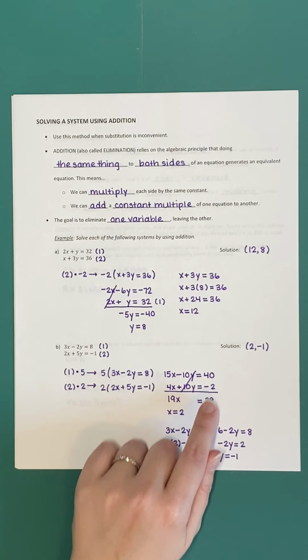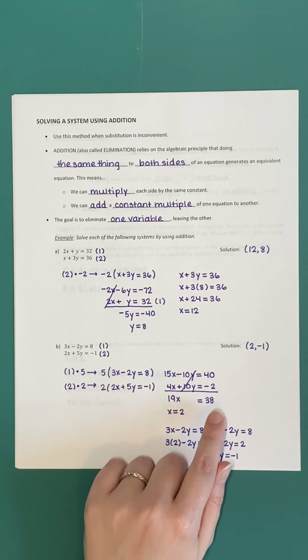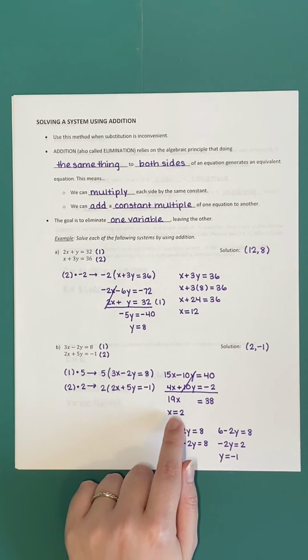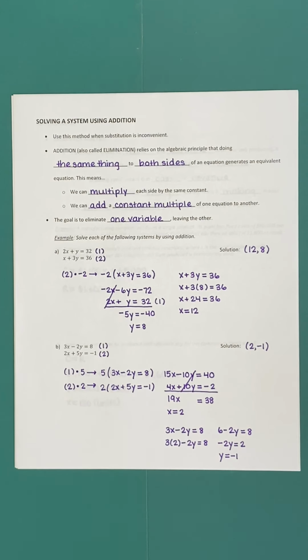And then 40 combined with a negative 2 is going to give us 38. So 19x is equal to 38. Divide the 19 to both sides, and that's going to give you x is equal to 2. So that's half of our solution. Now we need the y. So take that 2, pick one of the original equations, and substitute.